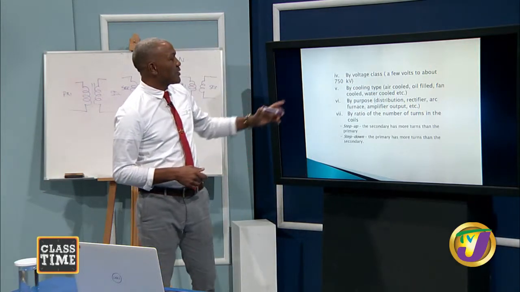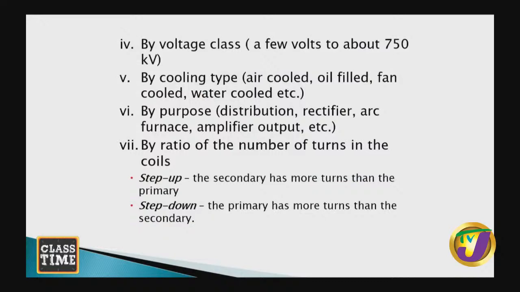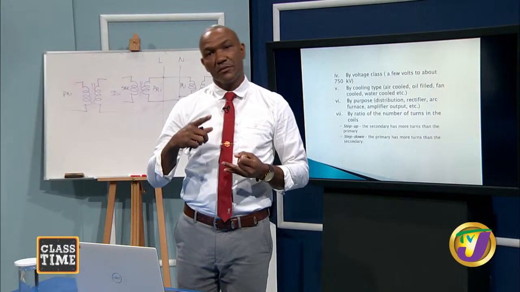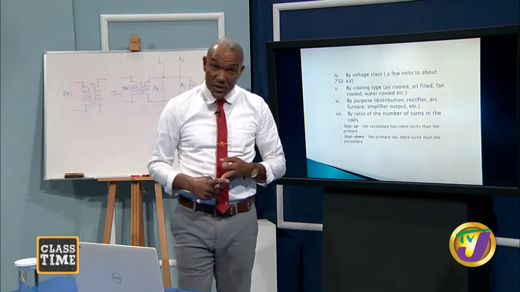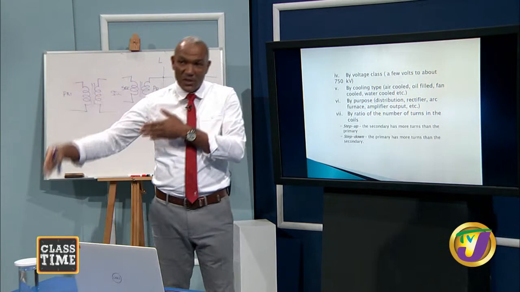Then, by cooling type: what method do they use to cool a transformer? Air, oil, water. By voltage class: voltage can be from 110 volts, 50 volts, to megavolts. And by the ratio of number of turns, and this is what we're going to be using today mainly, because we're going to be talking about the relationship between the number of turns in the primary, the number of turns in the secondary, the voltage that is applied to the transformer, and what voltage the transformer will give out.